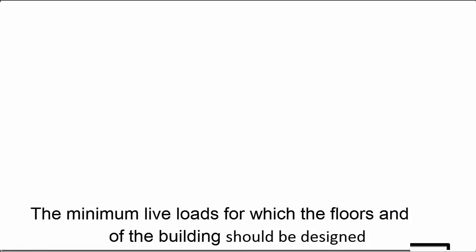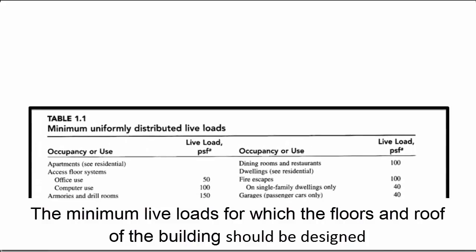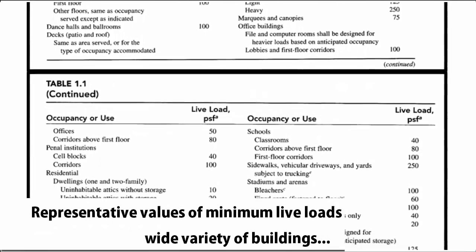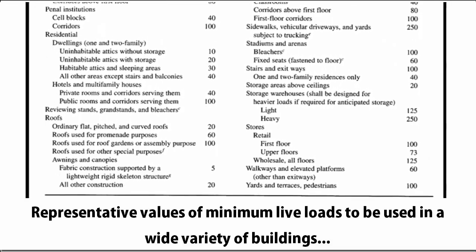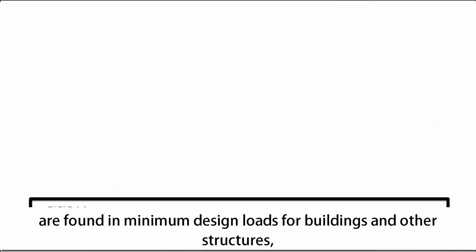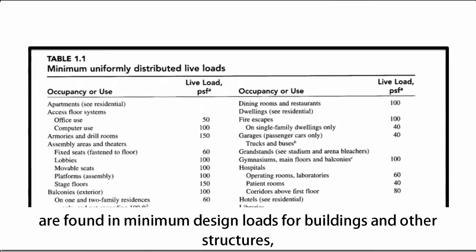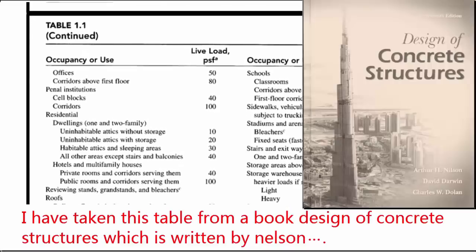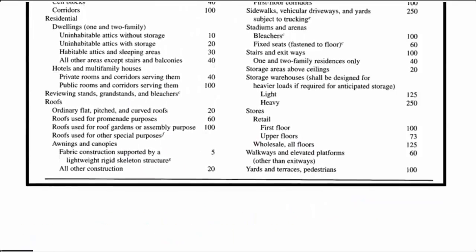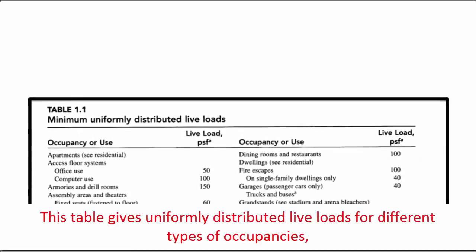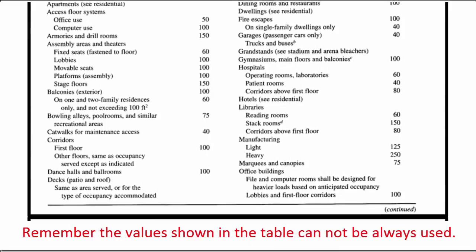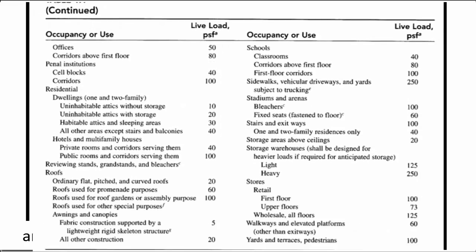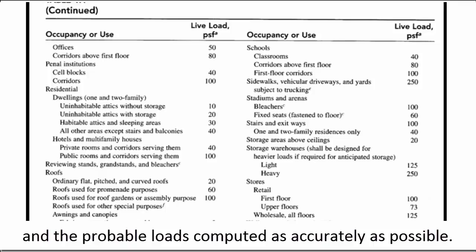The minimum live loads for which the floors and roof of a building should be designed are specified in the building code that governs at the site of construction. Representative values of minimum live loads to be used in a wide variety of buildings are found in Minimum Design Loads for Buildings and Other Structures, a small portion of which is shown in the following table. I have taken this table from the book Design of Concrete Structures, written by Nelson. This table gives uniformly distributed loads for different types of occupancies. Remember, the values shown in the table cannot always be used. The type of occupancy should be considered and the probable loads computed as accurately as possible.